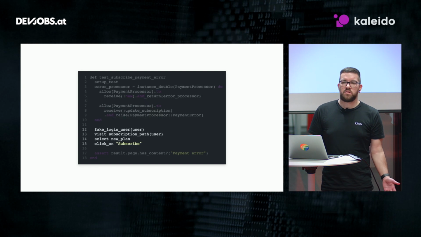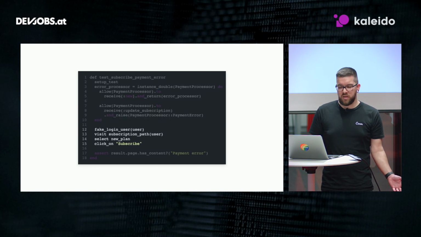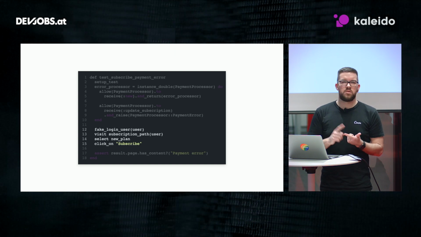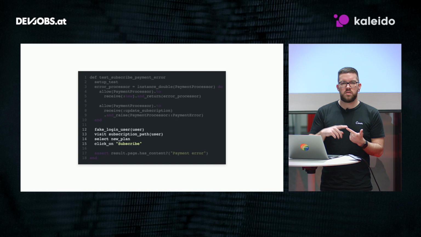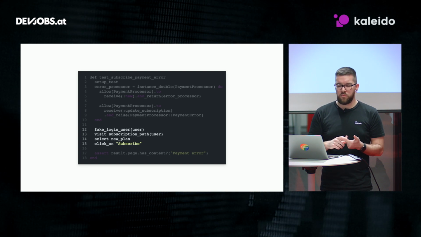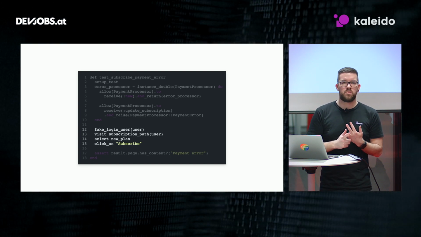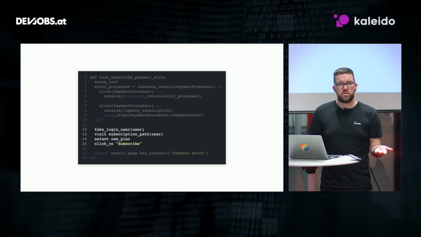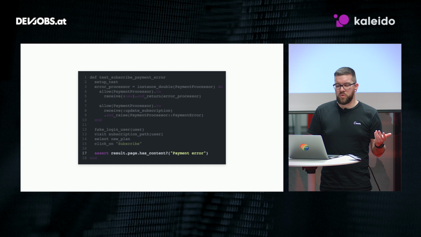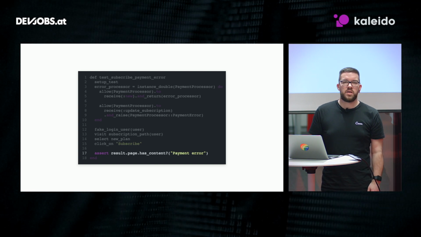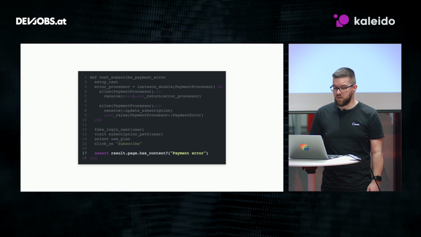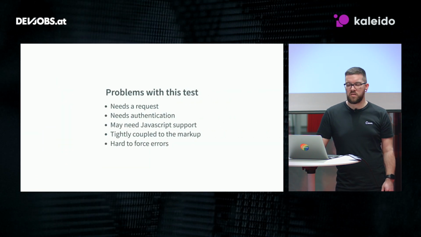And then, because we have a controller method that we want to test, we need to authenticate and log in a user. We need to visit the subscription path, like the interface, the actual interface. We need to select the new plan and we need to click on subscribe. And then we actually execute the controller method, and then we check if the result page has the content payment error somewhere. And yeah, there are quite a few problems with these kinds of tests.